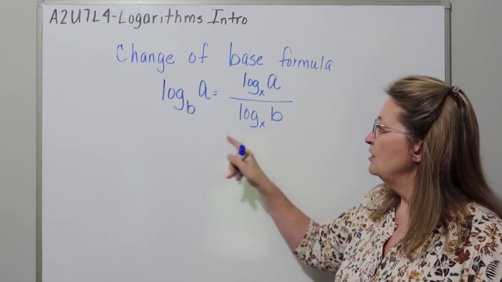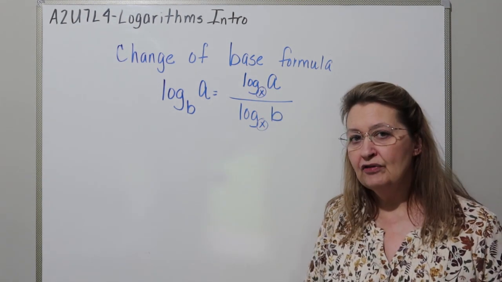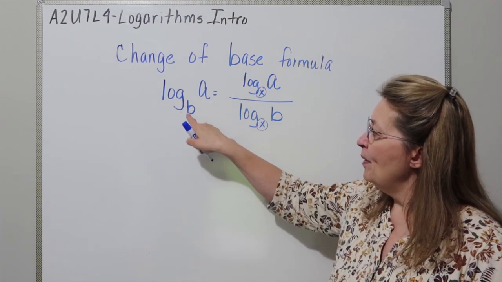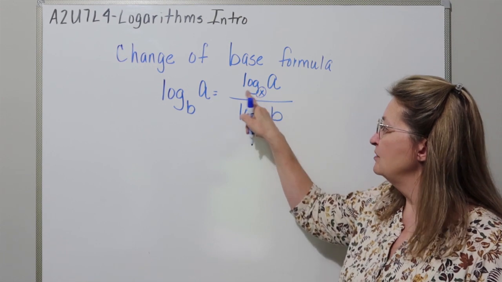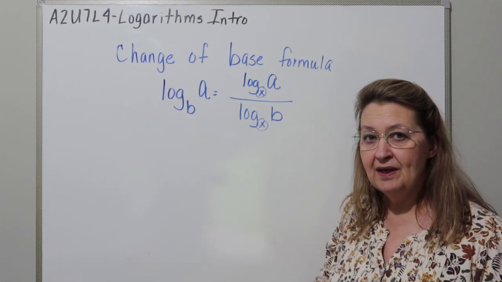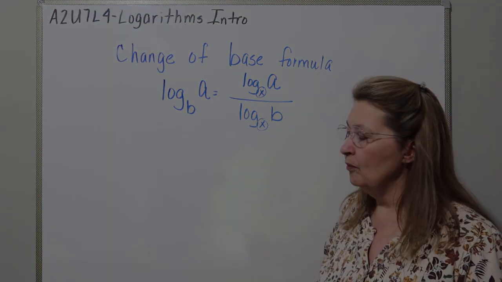And all you have to do, x in the formula represents the log that you want to change it to. So if you've got log base b of a, you want to change it to log x, you just put log base x of a over log base x of b. Then you can put that in your calculator. So let's look at an example.